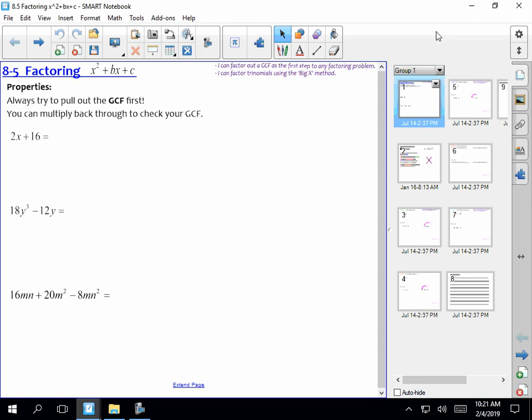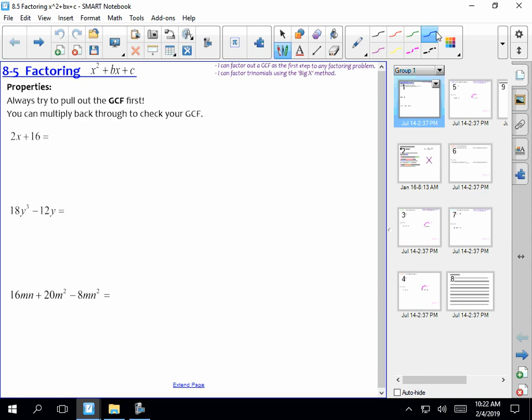This is 8.5. We're going to be factoring what we call simple quadratics of the form x squared plus bx plus c. And I'm going to go back a little bit to what we talked about a few sections ago, and the idea of GCF factoring. So we always want to try and pull out a greatest common factor first before we use the techniques that we're going to learn on today's. So just a quick review here.